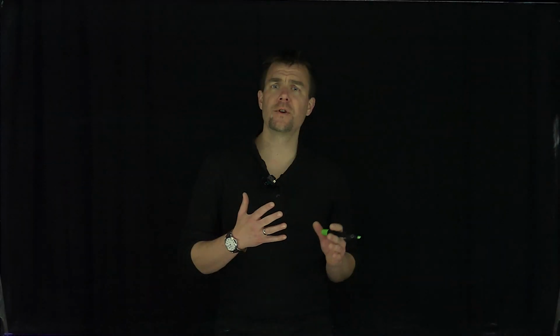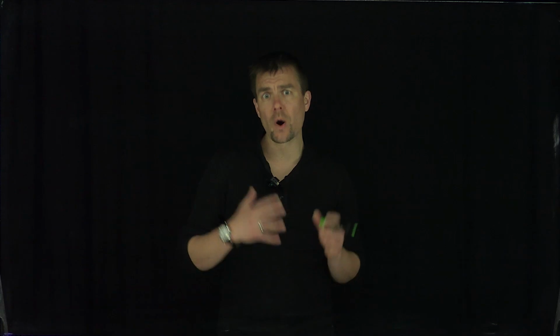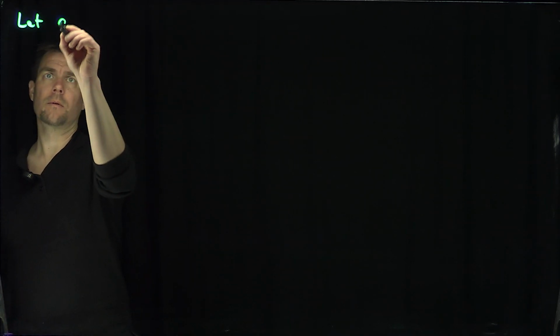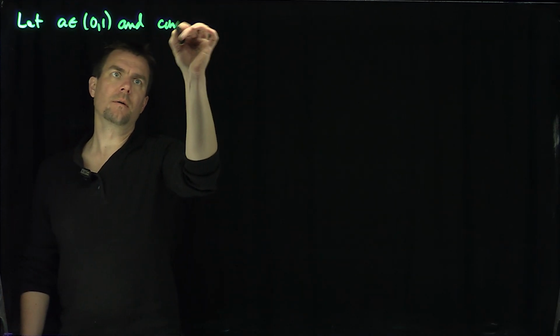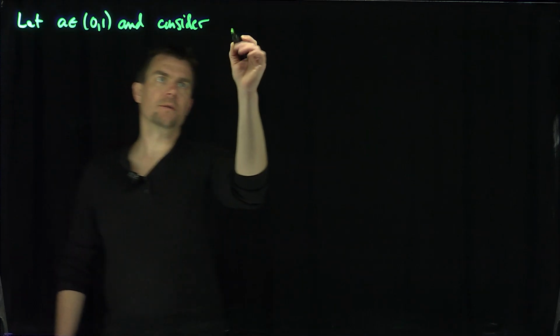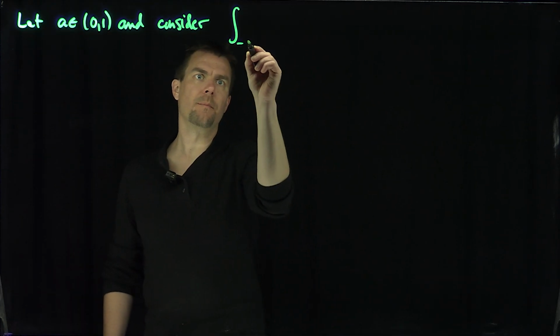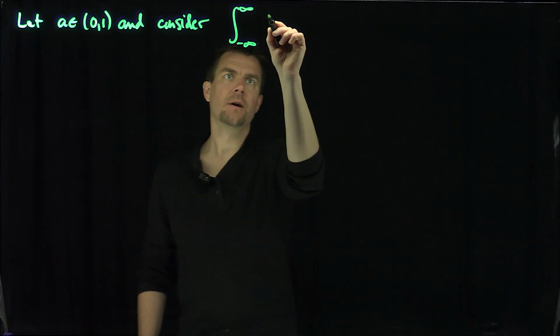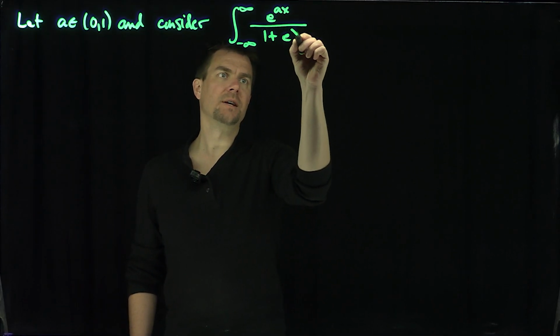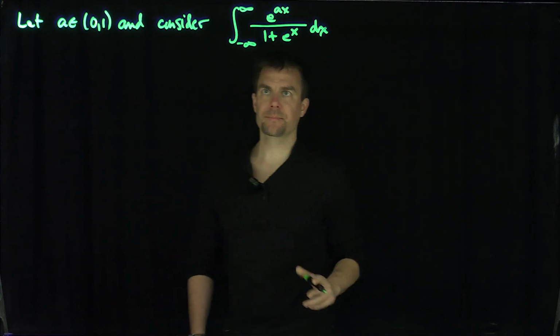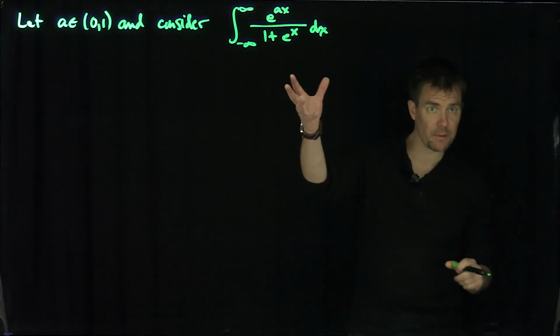Hello students, in this video we'll use the residue theorem to evaluate an integral that involves a ratio of exponential functions. Let a be in the interval (0, 1) and consider this family of integrals: the integral from negative infinity to infinity of e to the ax over 1 plus e to the x dx. I want to figure out a formula for this family of integrals.